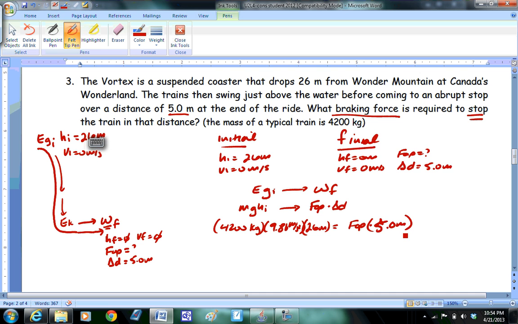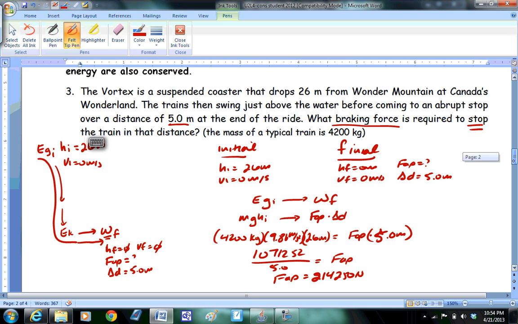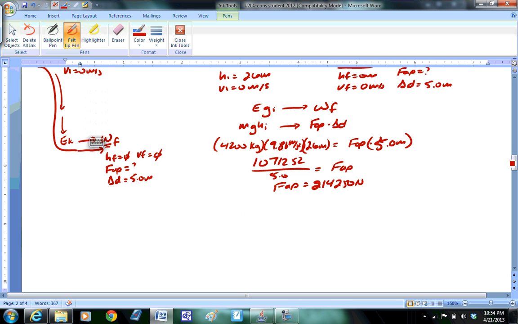So I'm going to clean up a little bit. One thing I do want to point out, the masses do not cancel. I don't have a mass on this side, so we have to maintain it here. So we're going to get a value of 107,125 over 5. That's going to equal my applied force. So my applied force is going to be 214,250 newtons. Again, it's quite large because we're stopping a roller coaster after all.